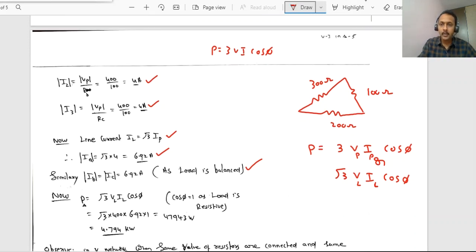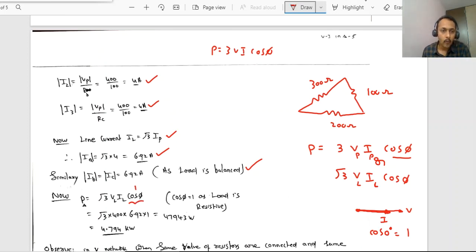Now in this problem, what could be the value of cos phi? Cosine of the angle between the voltage and current. The load is resistive, right? Now, in the resistive case, voltage and current both will be in phase. There won't be any angle between the voltage and current. The angle is 0. Then what about cos 0 degrees? Sin 0 is 0. Cos 0 is 1. Therefore, in this formula, cos phi is 1.